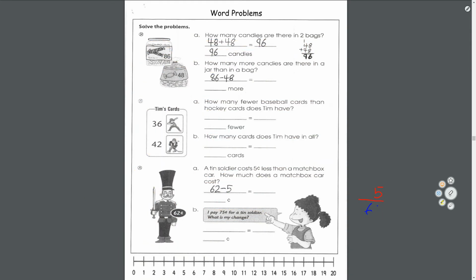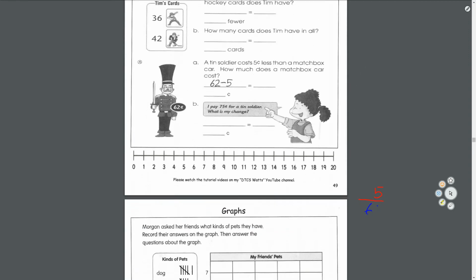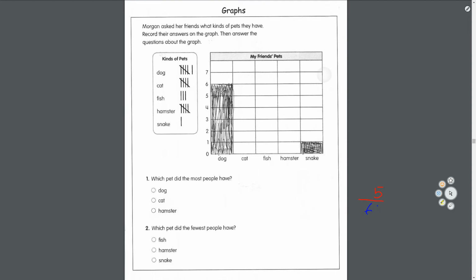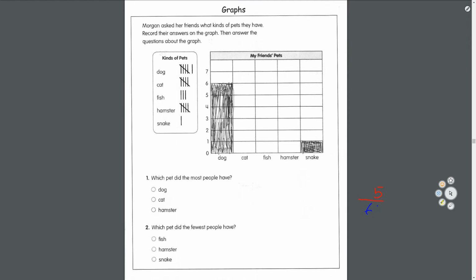Okay. I like that. I like those questions. Word problems are fun. No fun? Graphs. I love graphs. Let's talk about this. Graphs are awesome.